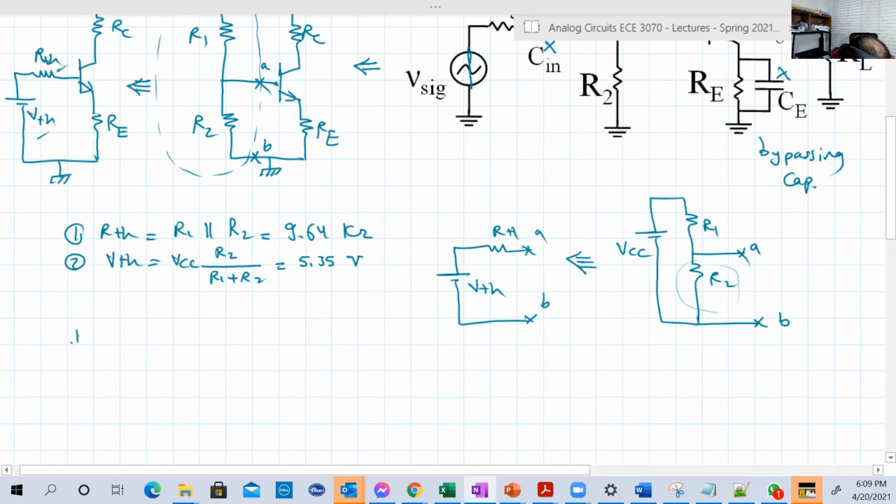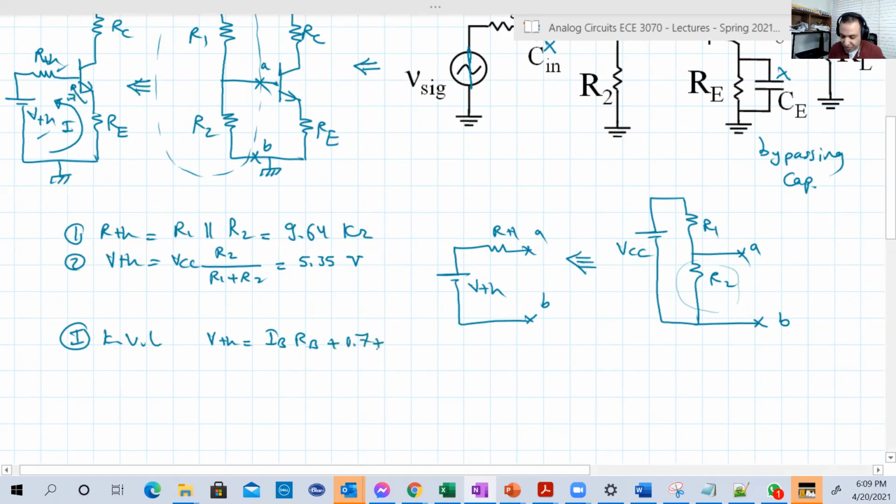So IB. Let's start first by KVL here. At loop 1, you have VTh equal to IB RB, and we're gonna assume here 0.7 VBE.